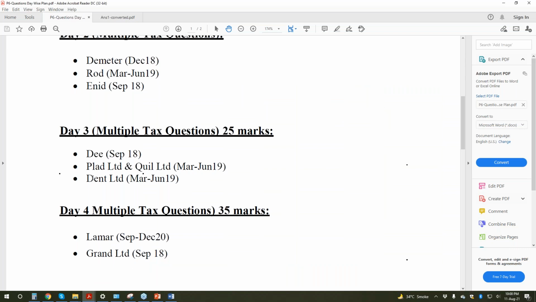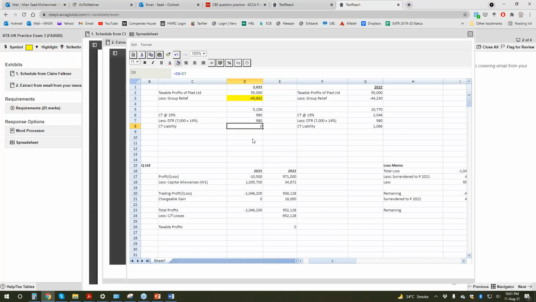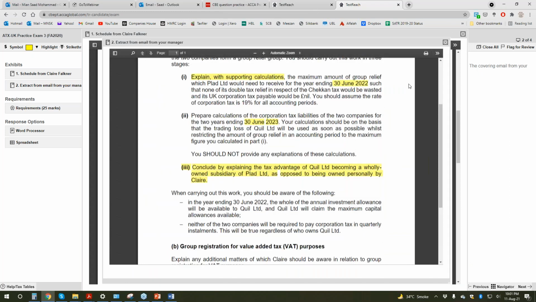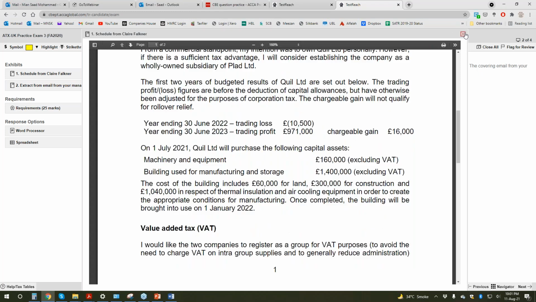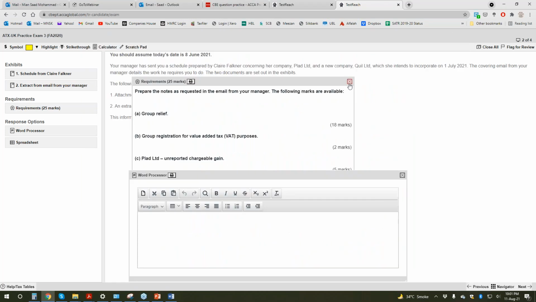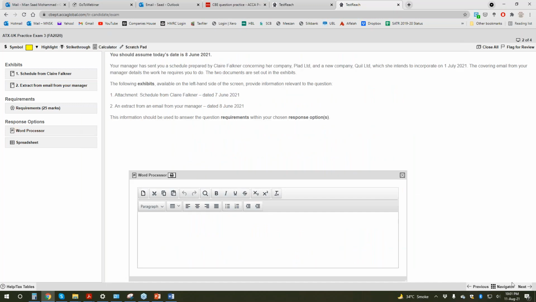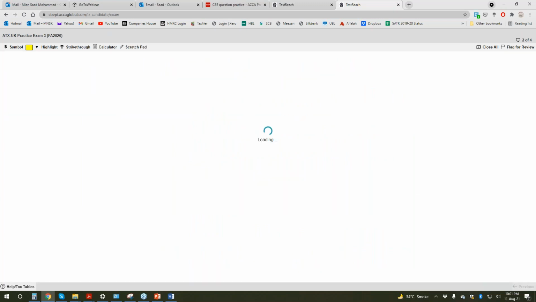Now, moving on to our next question, guys. It's Dent Limited and it's for March June 2019. It is very much a recent attempt question. So that is our next question. It can easily be found in the Kaplan exam kit as well as on ACCA Practice Exam 3 on the Practice to Pass platform. So let's move on to the next question.